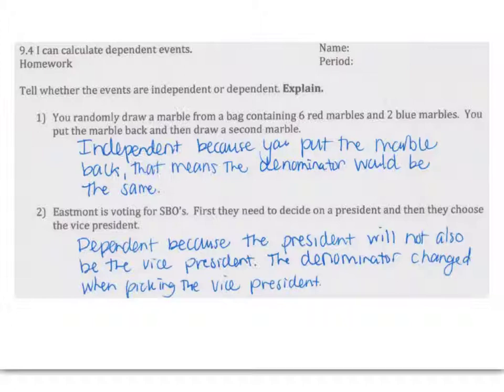Number 1, we are getting independent because you put the marble back. That means the denominator will not change. So I'm going to even circle that there. That tells us it's independent.